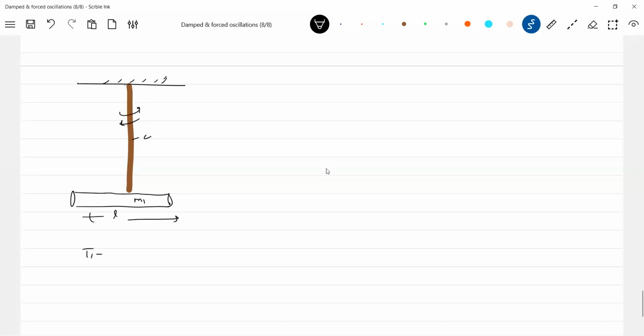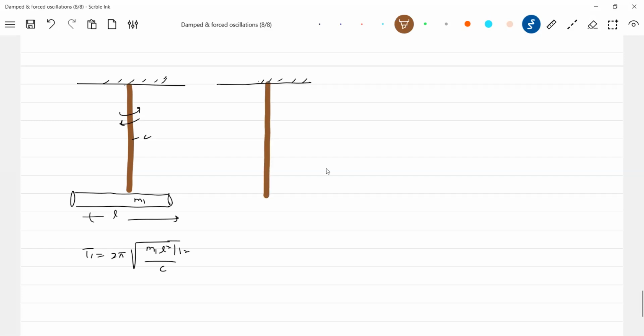Then the time period of oscillations is given by 2 pi root of the moment of inertia of this cylinder, M1 L square by 12, divided by C, the couple per unit twist. There's an axis passing through the center. Now what I do is I will place some object on this cylinder, or thin rod. This is M1, this is as usual L. I'm going to place a block of mass M2.